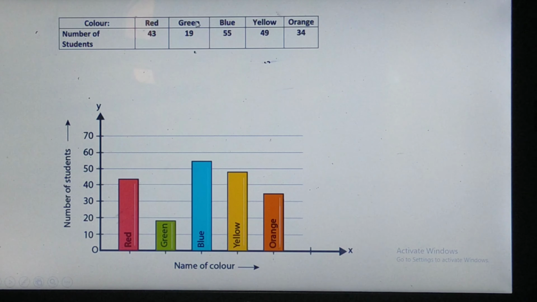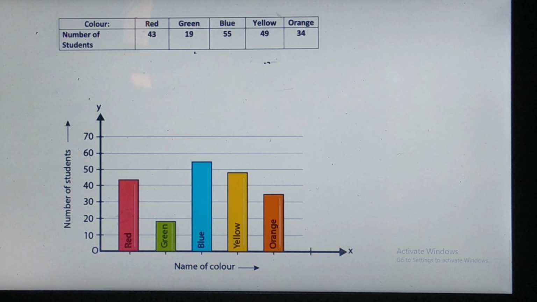And how can I show this in a bar graph? To display this data, we will have to draw a bar graph. First of all, you have to draw an x-axis, a horizontal line, and a vertical line which is the y-axis. You will be having two axes, x-axis and y-axis.